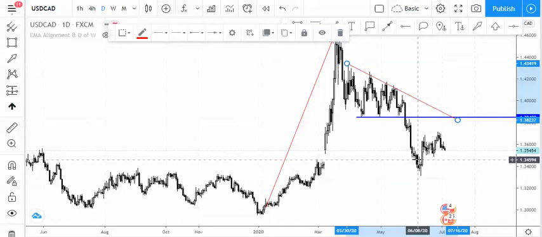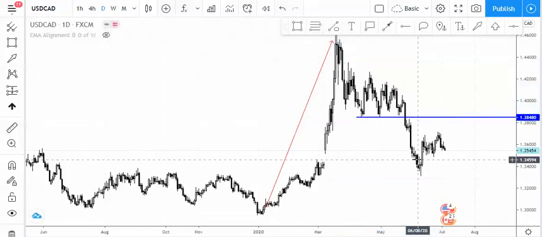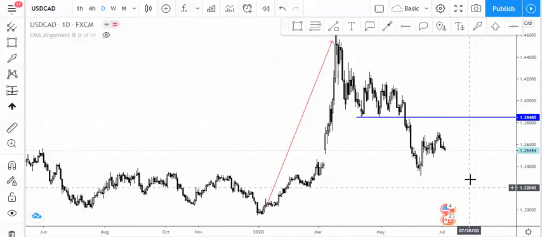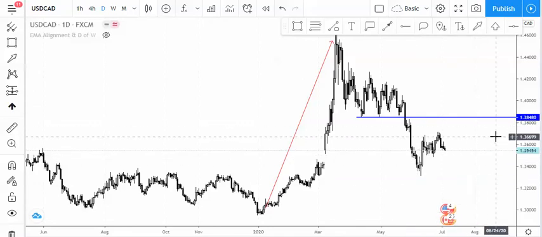I've identified an extreme level. If I look at the chart right now and price gets back up to 138 in that area, then I'd be looking to enter a short trade.